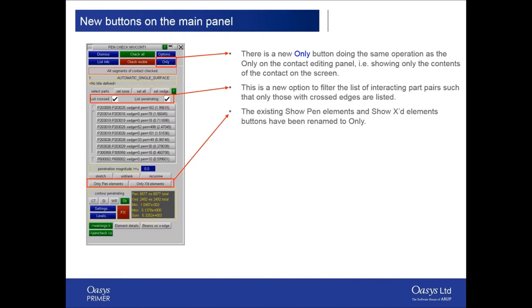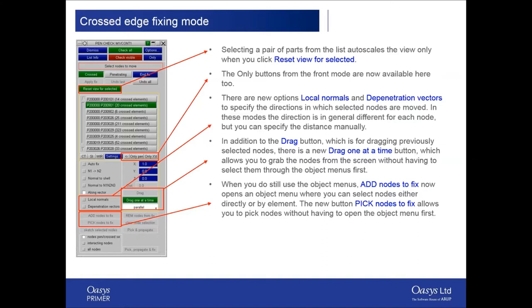I'm just going to talk a little bit about contacts. So there's been various updates to the contact penetration checking panel, mainly to do with how you view the information on the screen. So there's a new only button. You can also filter what's shown in the list of crossed edges and penetrations. You can also filter those as well. What I really wanted to show you is when you're manually fixing some of these penetrations, there's a couple of new options which are really useful. And these are the local normals and depenetration vectors.